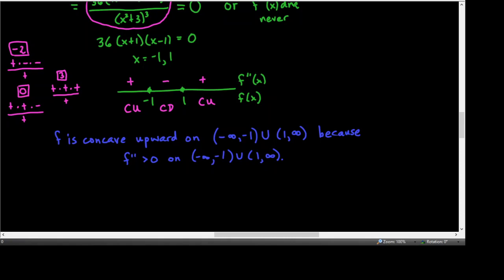Okay, then f is concave downward on the interval from negative 1 to 1. Why do you say so? Because the second derivative of f is less than 0 on that interval, negative 1 to 1.